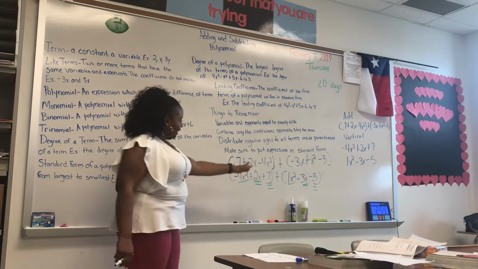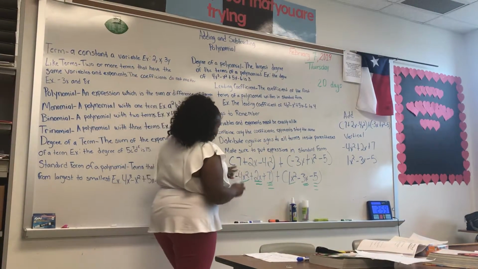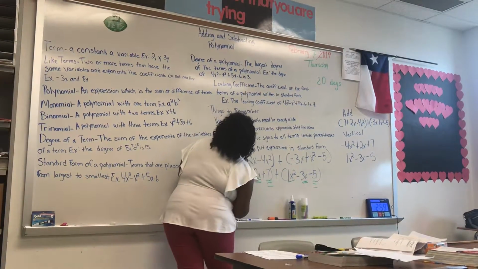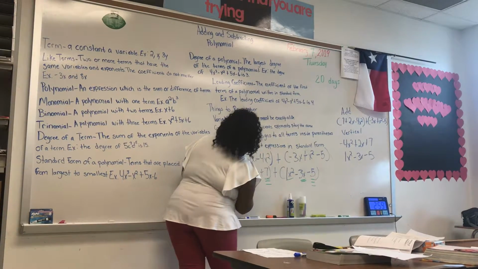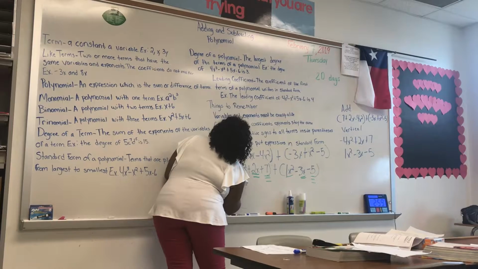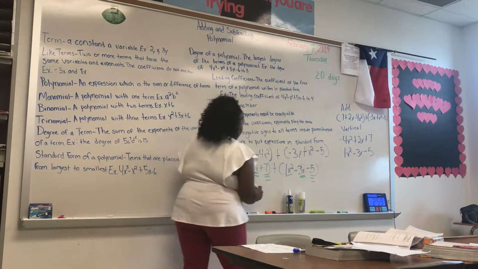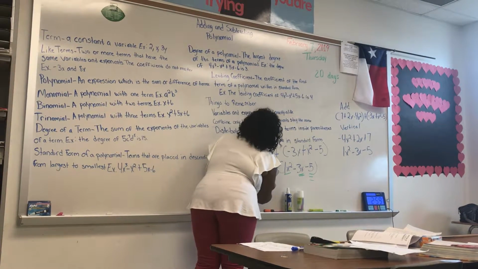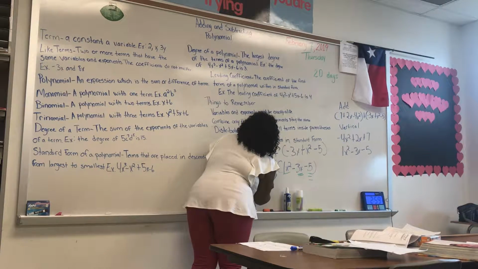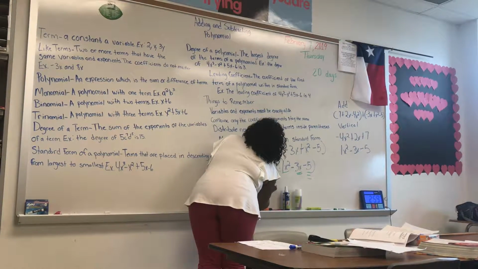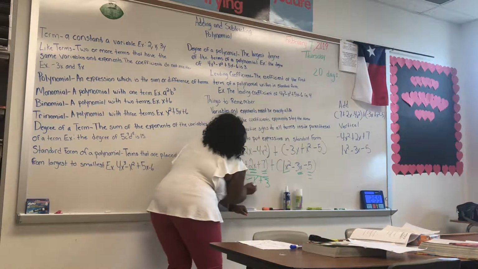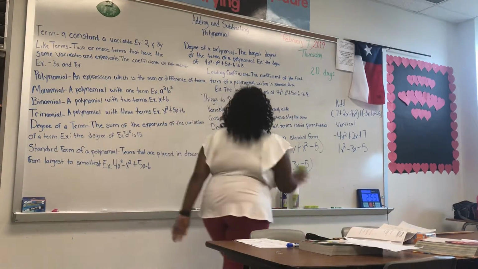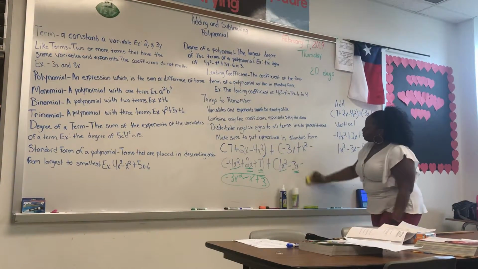So I'll never leave anything out. As we did using the vertical way, I will take these two, so that will give me negative 3x squared minus x plus 3. It's just the same way. It's the same answer, just a different way. All right, so now we'll move on to another one.